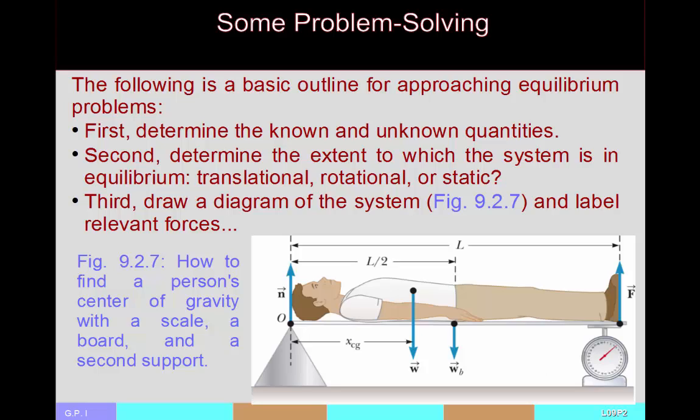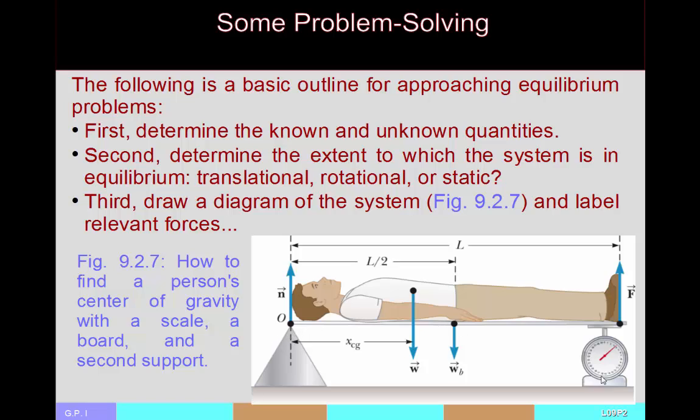So from there, you basically have the force from the scale. You know what the weight of the person is. You know what the weight of the board is. What you don't know is where this weight of the person acts. It's going to act at his center of gravity, but you don't know where that is actually located. You know where the board's weight is acting. It's going to be the center of mass for the board.